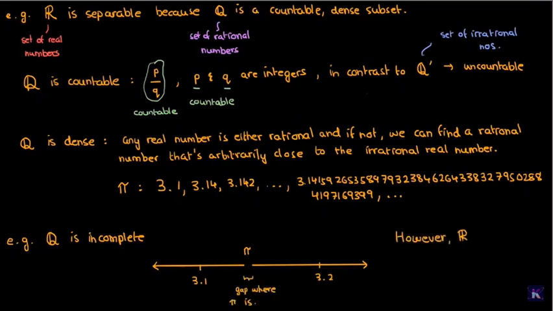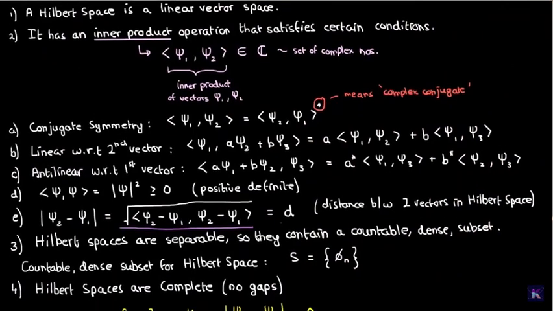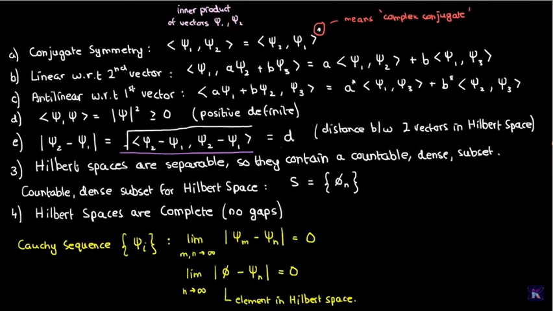However, the set of real numbers, which consists of both rational and irrational numbers, is complete because it has no gaps. So in the end, a Hilbert space is a set which satisfies all four of these properties: being a linear vector space, having a valid inner product, being separable, and being complete.